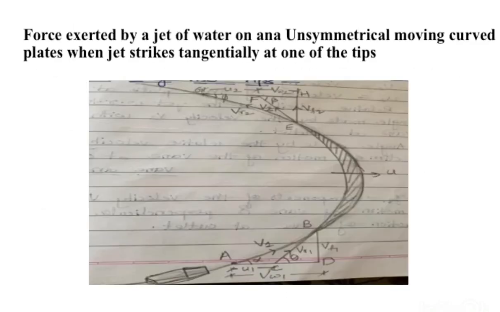Now next we will see on the next slide the derivation for force exerted by the jet of water on an unsymmetrical moving curved plate when the jet strikes tangentially at one of the tips. Here in the figure you can see the plate is unsymmetrical and the jet is striking not at the center but at the tangential position. Here we have two different angles, theta and phi.